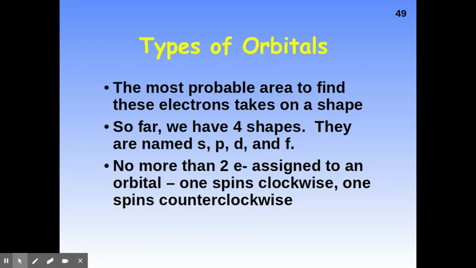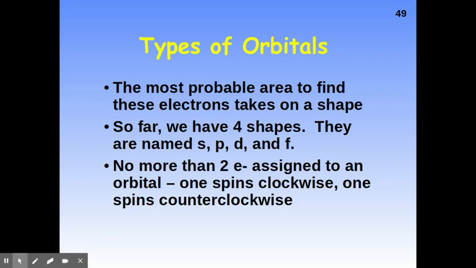Types of orbitals. S is not the only one. So far we have S, P, D, and F. Could there be more? Sure. We just don't know of anything that has more electrons than we see on the periodic table, 100 or so, so we haven't had to deal with anything else. But in theory, there could be G's or whatever out there. So far we have 4 of those shapes.